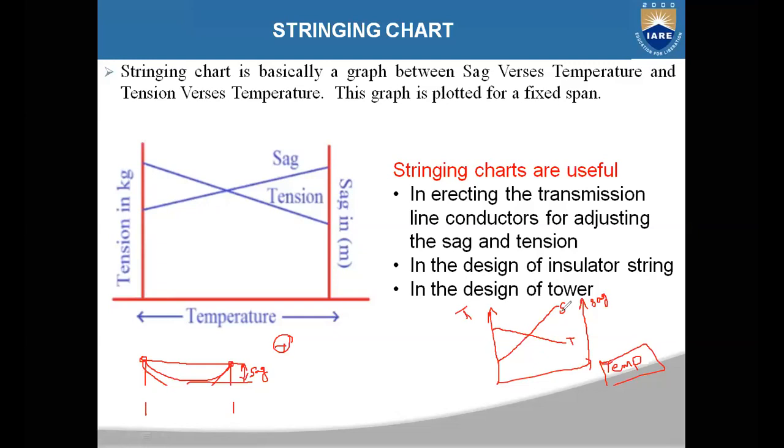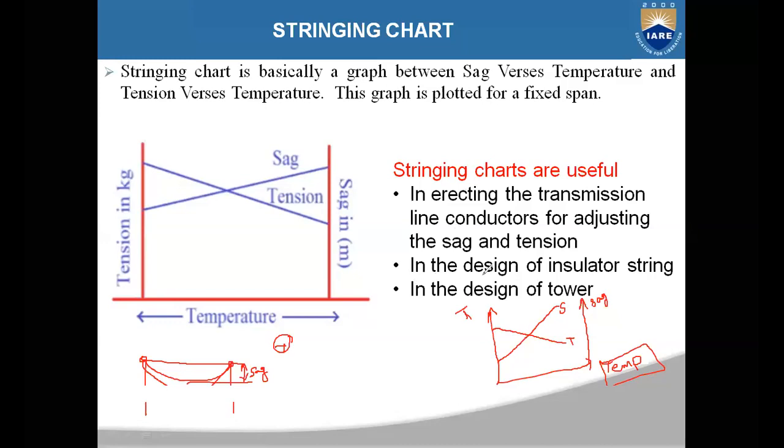So from this stringing chart, you can know how much sag you can keep for a particular temperature. Suppose you are erecting the transmission line, so in some place you may have some maximum temperature. From the data you can know what is the maximum temperature that can be attained in that particular place. So by considering that maximum temperature, you will adjust the sag and tension.